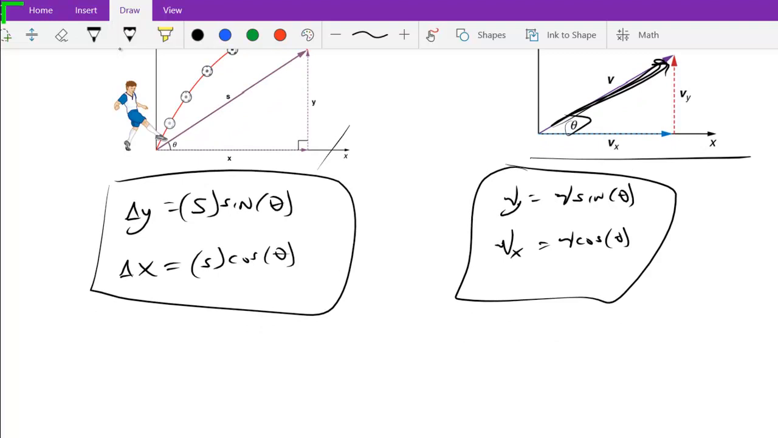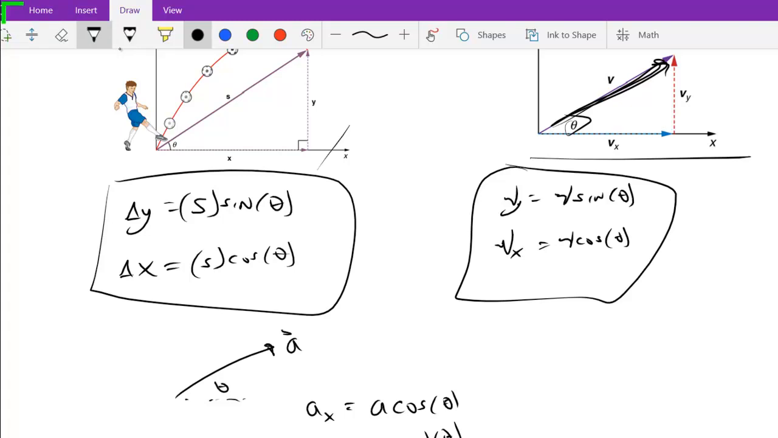We can also do this with acceleration. Let's say that we had some acceleration prescribed the same way. So here's our acceleration vector given in standard position, some angle theta. We can say that our x component of the acceleration would be equal to the magnitude of the acceleration times the cosine of theta, and the y component of the acceleration would be the magnitude of the acceleration times the sine of the angle theta.